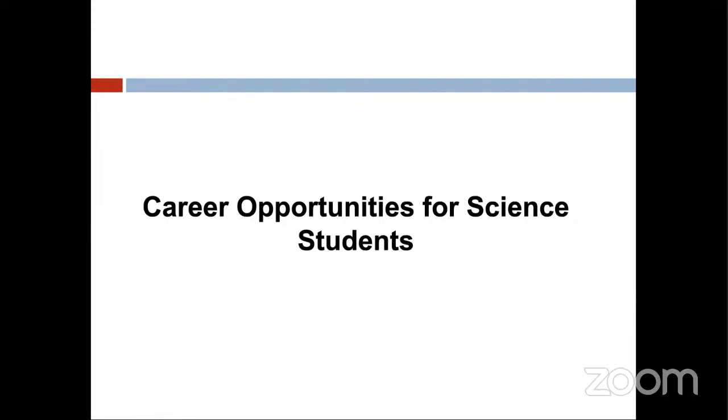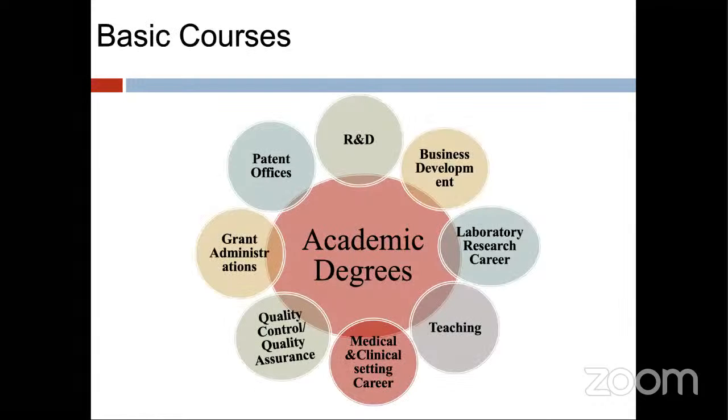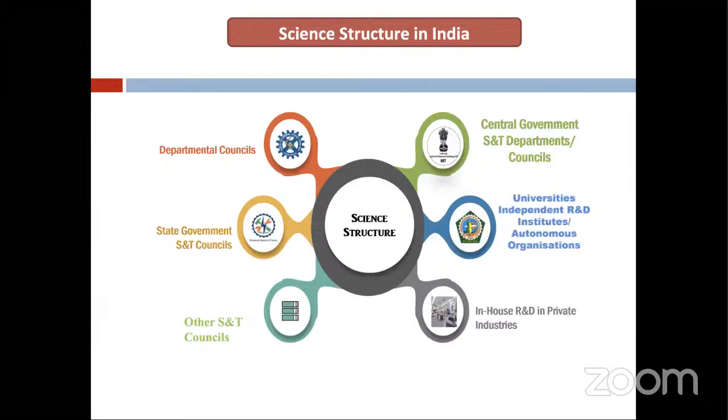Then, coming to the third section, career opportunities for science students. We have different types of academic degrees available, in the form of R&D, business development, laboratory research career, teaching, medical, quality control, grant administrator, patent office. So these are some of the areas where we can now use our academic degrees in science.